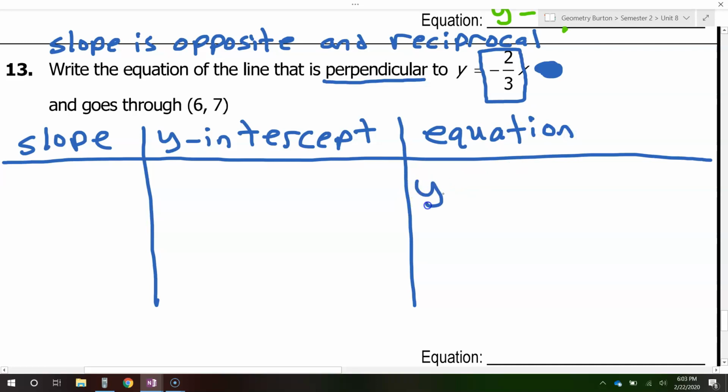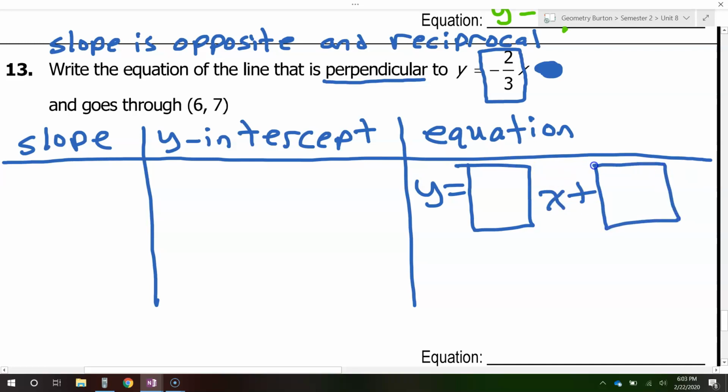And the equation goes y equals something x plus something. All right, so let's start with what do I mean by opposite and reciprocal? Well, reciprocal means you turn that fraction upside down. So since I see 2/3, the reciprocal is going to be 3/2. So that's what I mean by reciprocal.